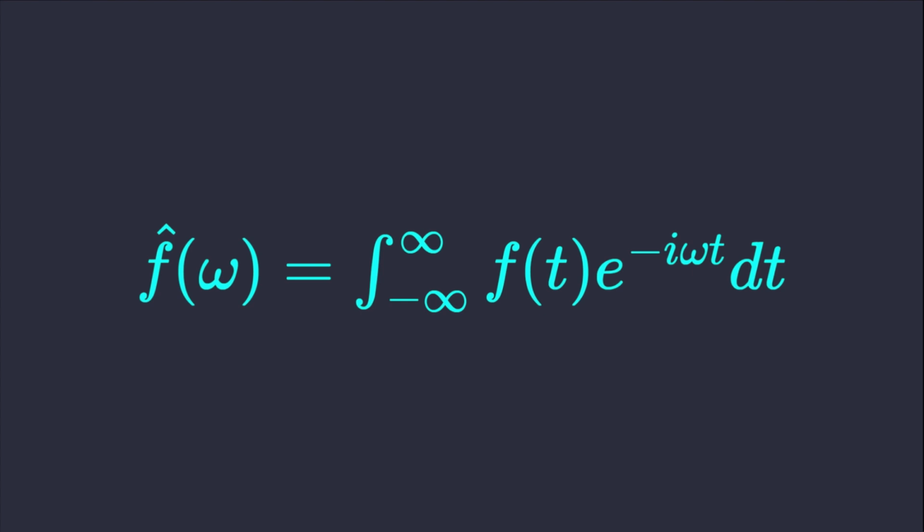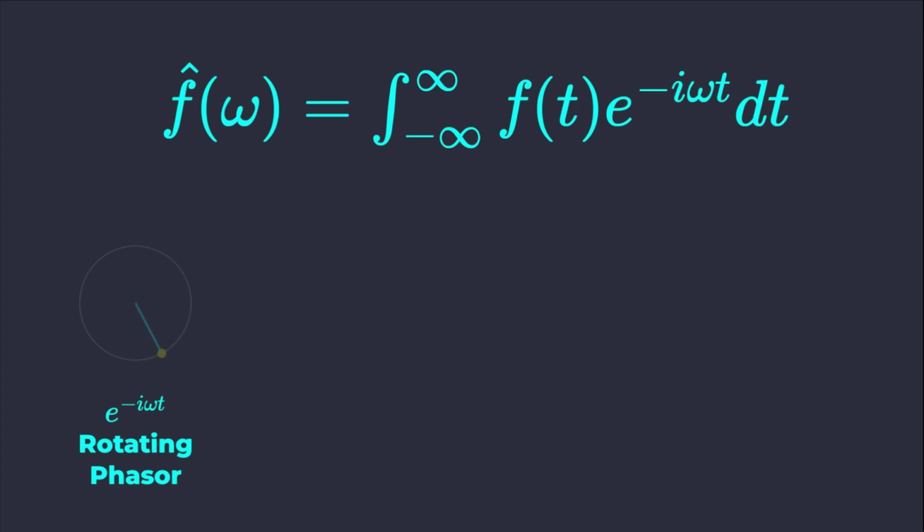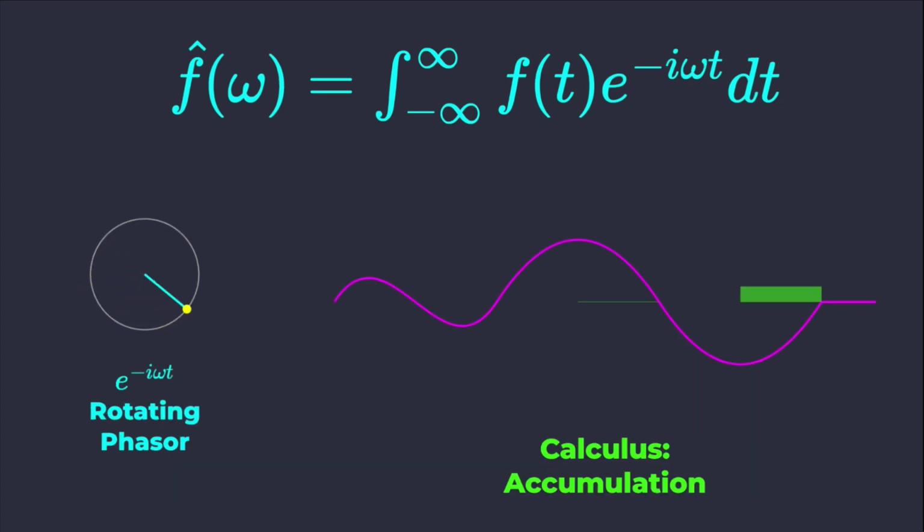This integral represents the accumulation of the signal's correlation with every possible frequency component omega. The complex exponential acts as a rotating phasor, and the integration accumulates the total overlap. This process is fundamentally rooted in the calculus concept of accumulation, where the limit of Riemann sums defines the area under the curve, quantifying the total contribution of each frequency across the entire timespan.